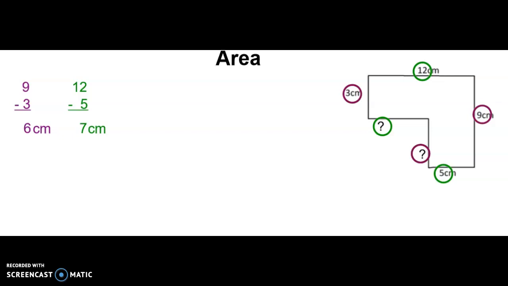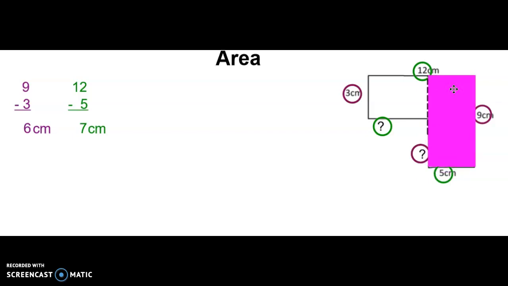All right. Now here's where it's going to be a little different. Because this is an irregular shape, I'm going to make it into 2 rectangles. I'm going to do that by putting a line right down here through the middle. So let's start by finding this rectangle on the right. I'm going to call that the pink rectangle.